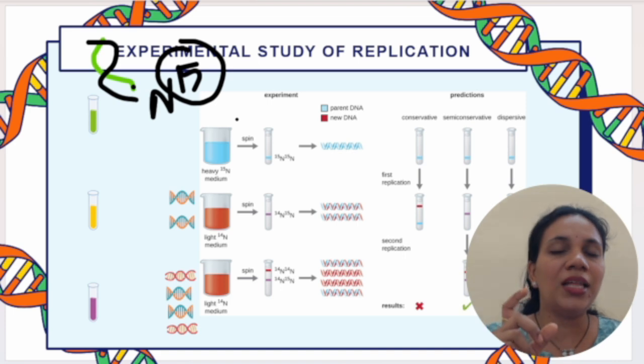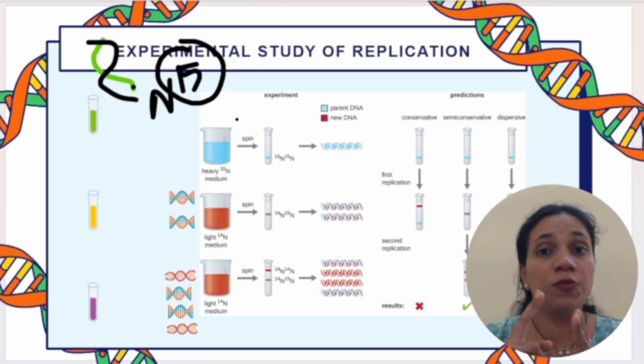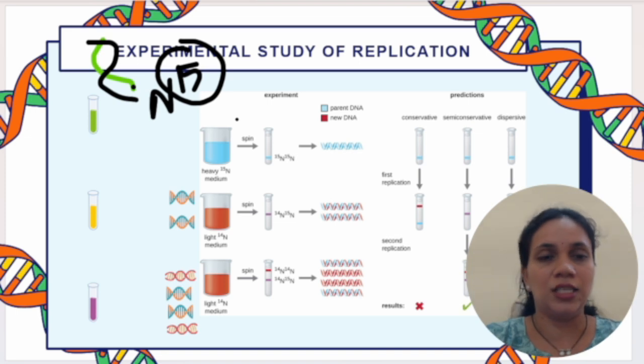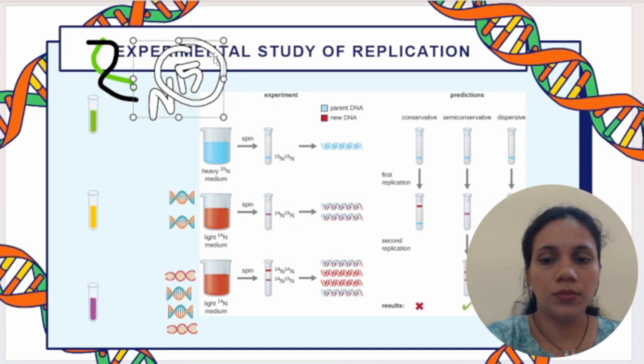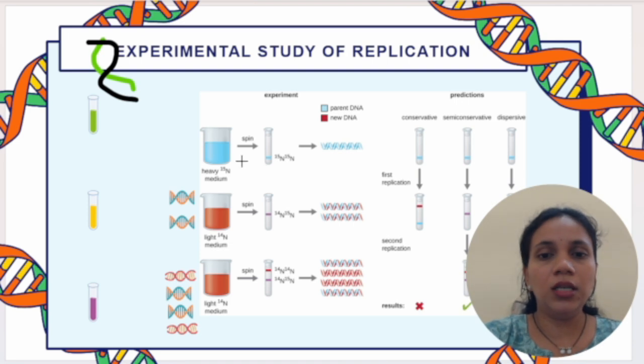So this was the main idea behind using these two different kinds of ammonium chloride which differed in their densities. After growing the E. coli in a medium containing N15 for around 20 minutes, because the generation time of E. coli is 20 minutes, what they saw was both the strands of DNA contained N15.